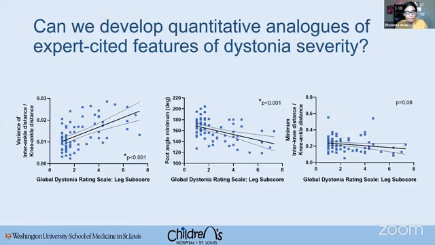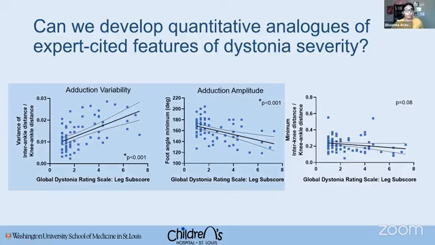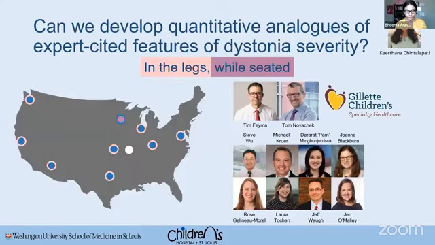And then when we plot that across expert rating scale, so the higher scores being more severe dystonia, there were two variables in particular corresponding to adduction variability and adduction amplitude that tracked with dystonia severity. So this is just a reminder that in the legs during gait to look for these features, adduction amplitude. So how much do the legs cross? And do they variably cross? Do the feet variably cross? That could be signs of functionally limiting dystonia in these children.